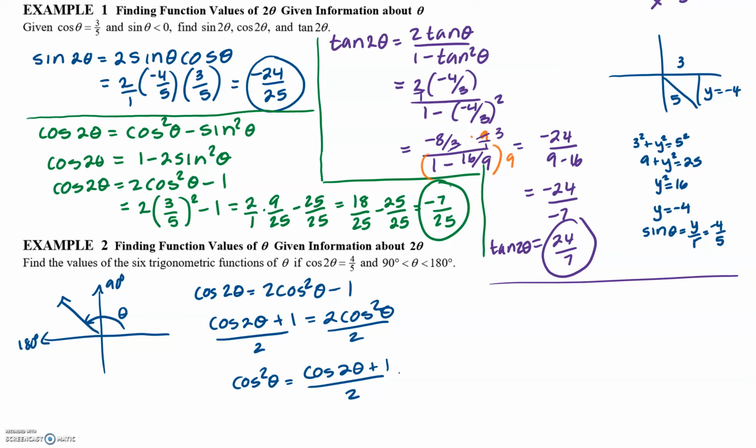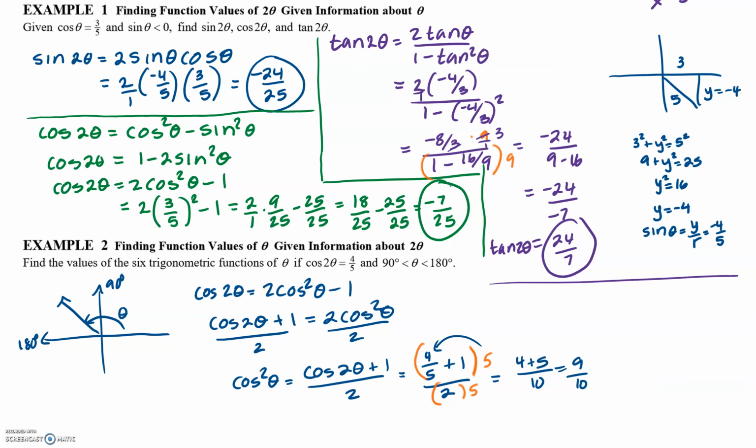So we're going to have here that we know that this is 4/5 plus 1 divided by 2. And again, you can figure this out in many ways, but I'm going to go ahead and just multiply the top and bottom by 5 to get rid of the double fraction. And we're going to get, using the distributive property, 4 plus 5 over 10. So you're going to get 9/10.